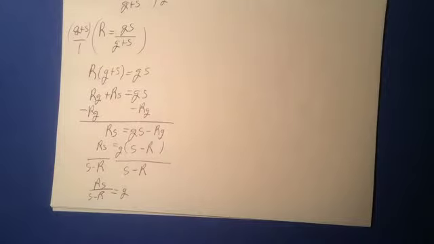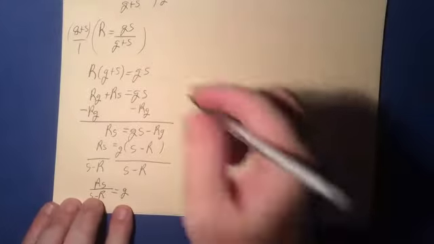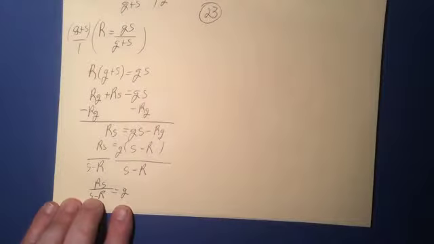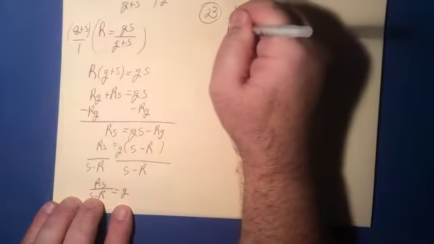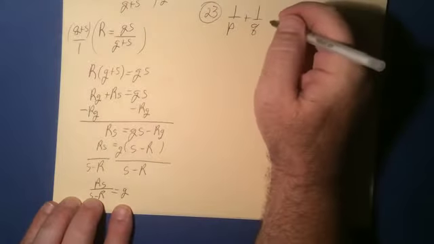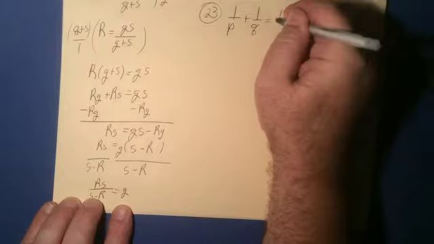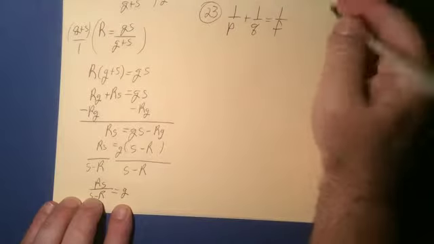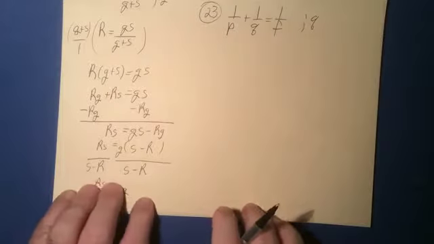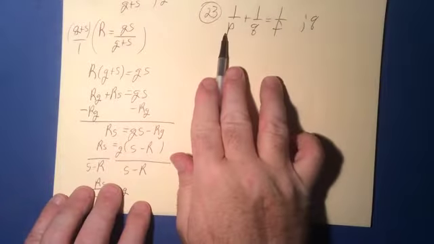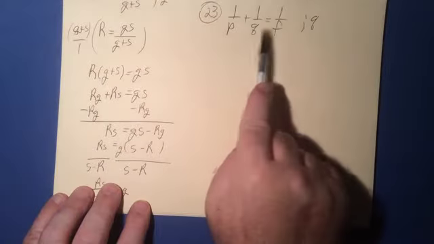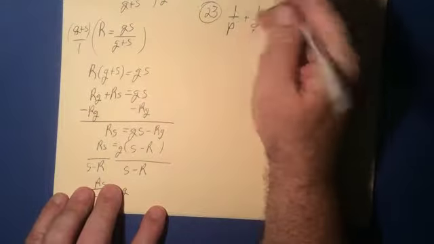Okay, let's go and we'll do question 23. Following along with these new fun techniques that you guys are learning here. We have 1 over P plus 1 over Q is equal to 1 over F. And in the question, we're asked to solve for Q. So what we're going to do is we're going to go ahead and multiply everything through by P, Q, and F. We get rid of the fractions altogether.